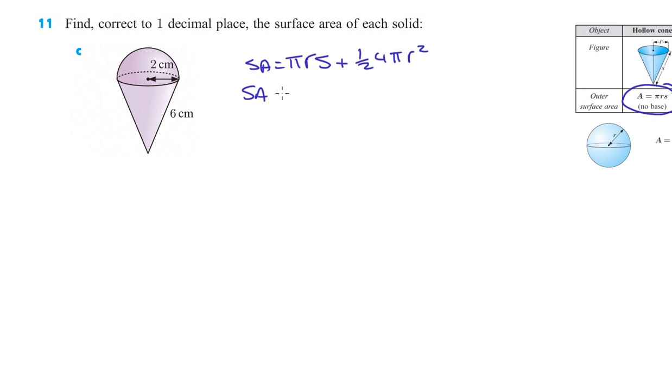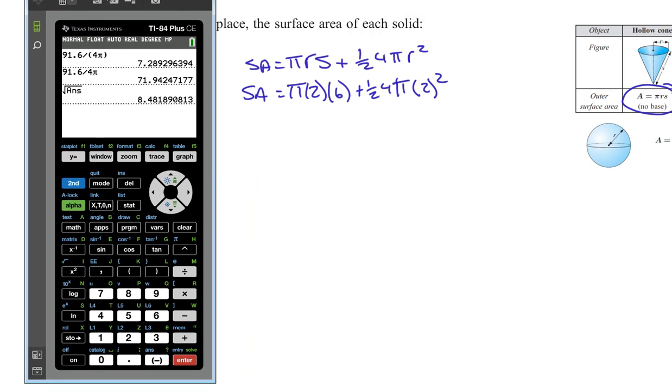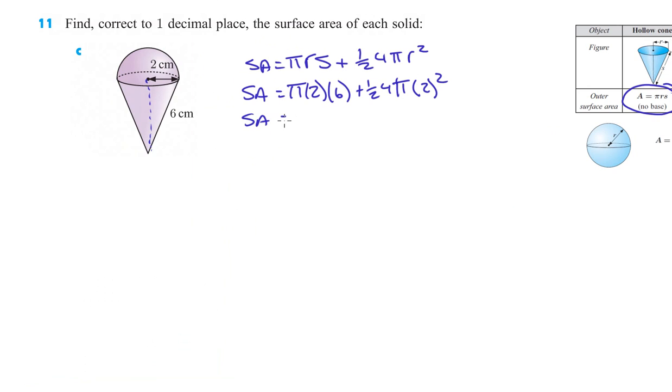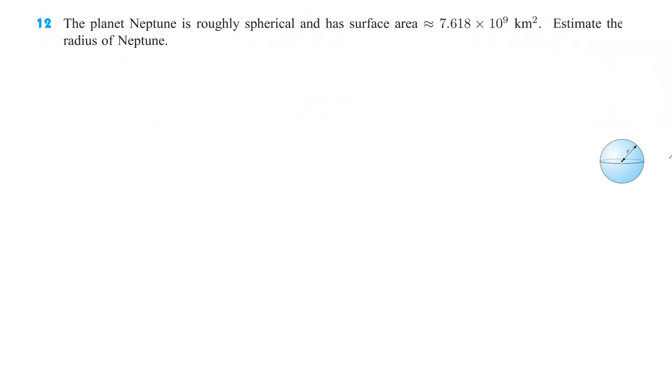Okay, so let's plug in what we know. Surface area equals pi times our radius is 2. S is the slant height. It's nice, they give us the slant height. Sometimes they don't. Sometimes they'll give you the actual height, and you have to do a squared plus b squared equals c squared, but they gave that to us, so we're good. 1/2 of 4 times pi times our radius, which is 2 squared, and we can really just enter this whole thing in, and away we go. Okay, so here we have that. We get 62.8 centimeters squared.